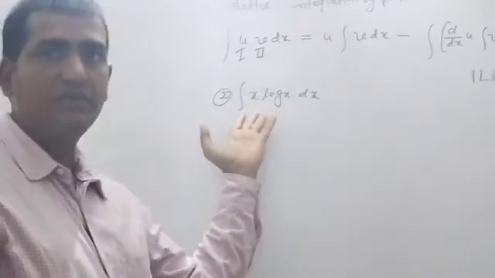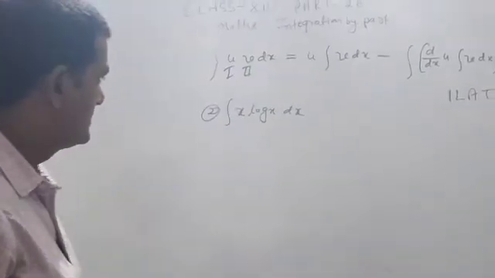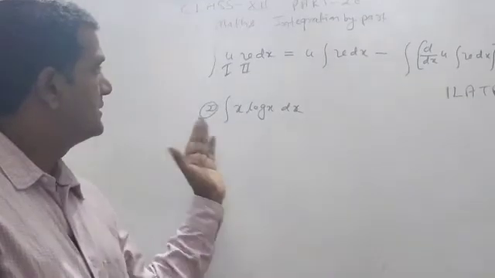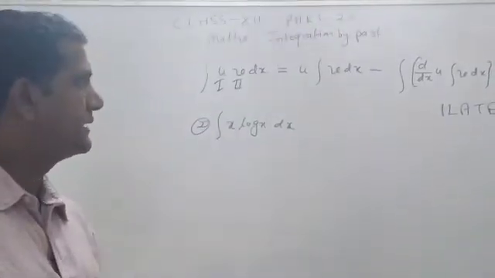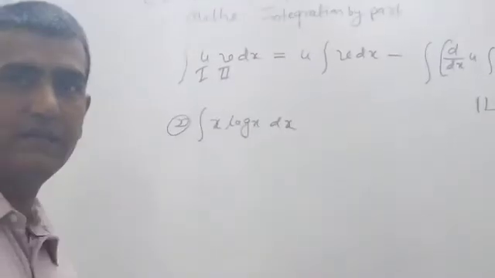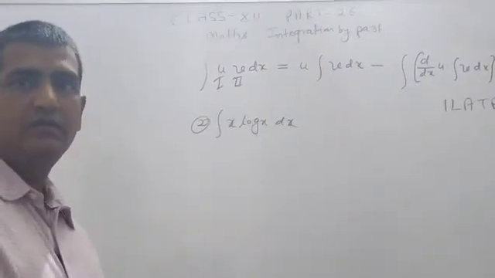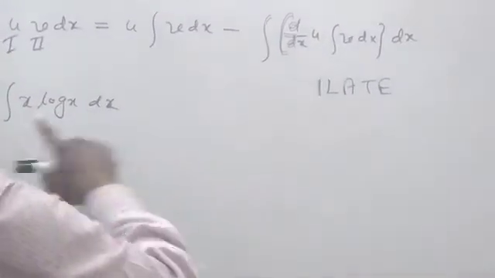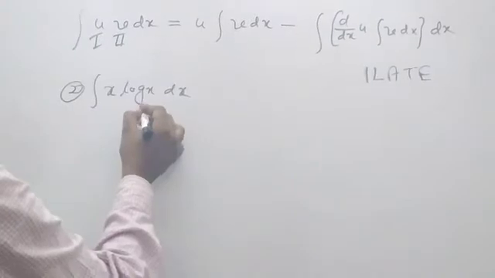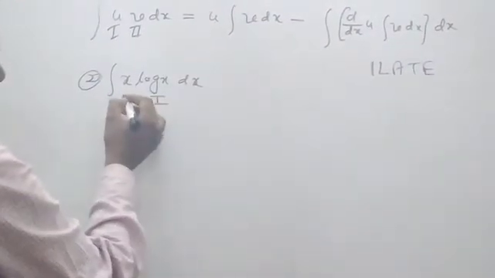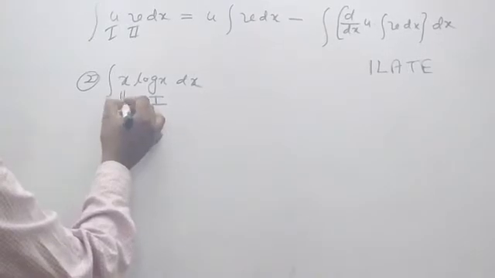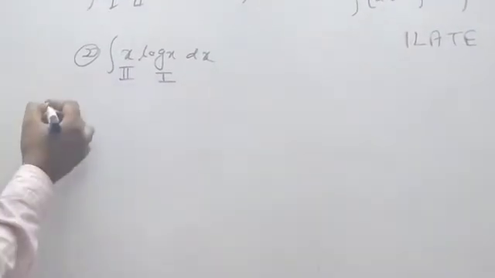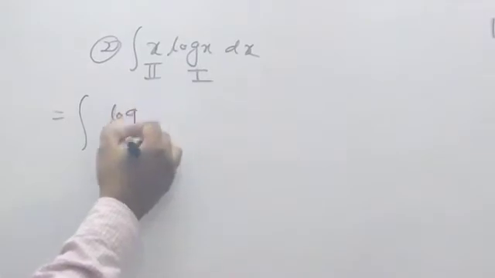Given the question in product form, we have to use the method of integration by parts. First of all, we have to decide which function is the first function and which is the second function. According to ILATE, there is no I here. L means log x, so this is the first function. A means algebraic, so x is the second function. Now, log x into x dx: first function, second function.